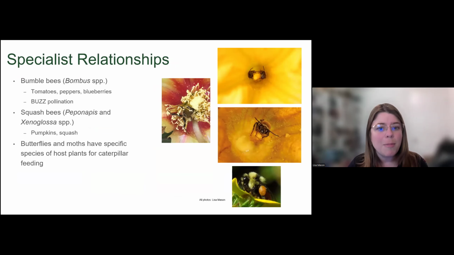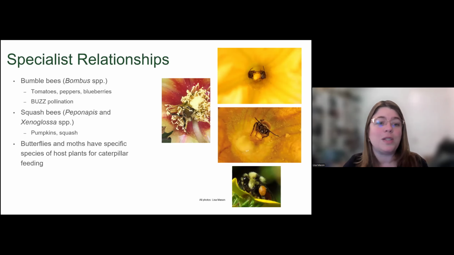I want to highlight a couple of specialist relationships that we have. Bumblebees will do something called buzz pollination. When they land on a plant, they have a special vibration that releases the pollen from the plant. We actually have plants that require that buzz pollination, meaning no other bees can do that. Tomatoes, peppers, any of our nightshade vegetables, and blueberries, which you won't find growing too much in Colorado, but in other parts of the country do require buzz pollination.